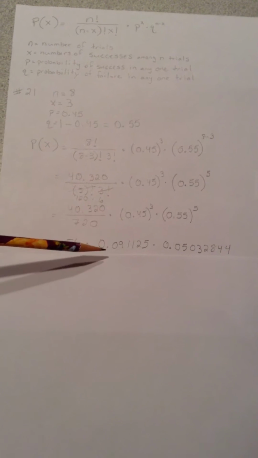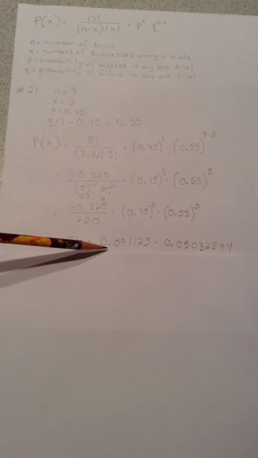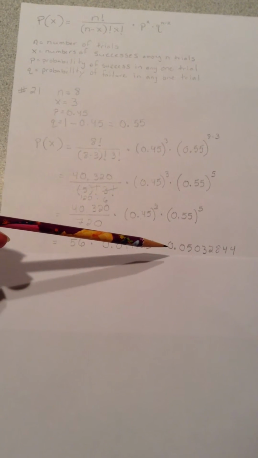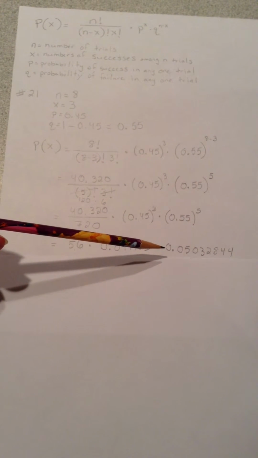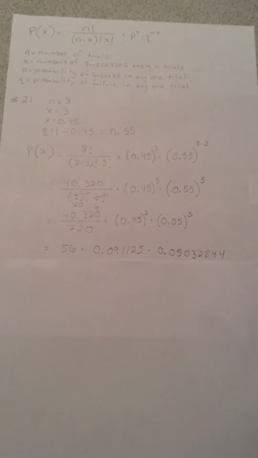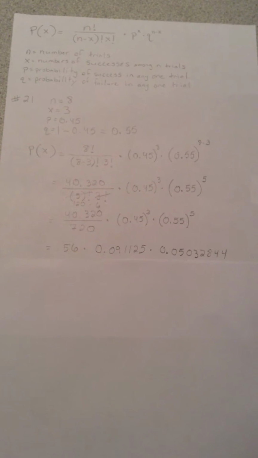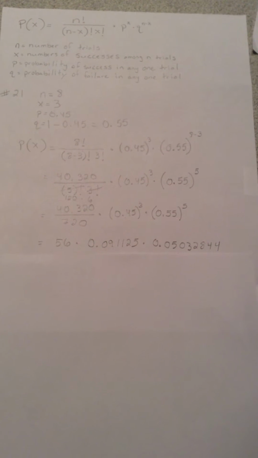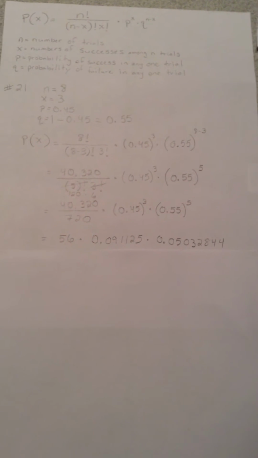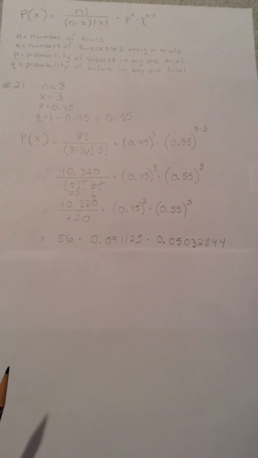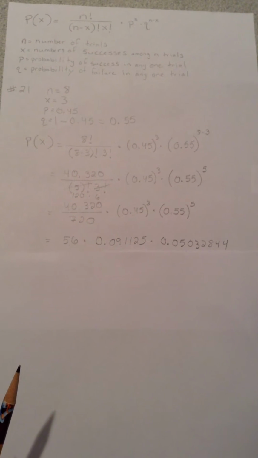0.45 raised to the third power is 0.091125. And 0.55 raised to the fifth power is 0.05032844. Now you do not need to maintain quite so many decimal points, but I wanted to show them to you in this example. I would maintain probably around 4 or 5 decimal places just to maintain the integrity of the problem. More is always better, but they can get a little overwhelming with all those decimal points.